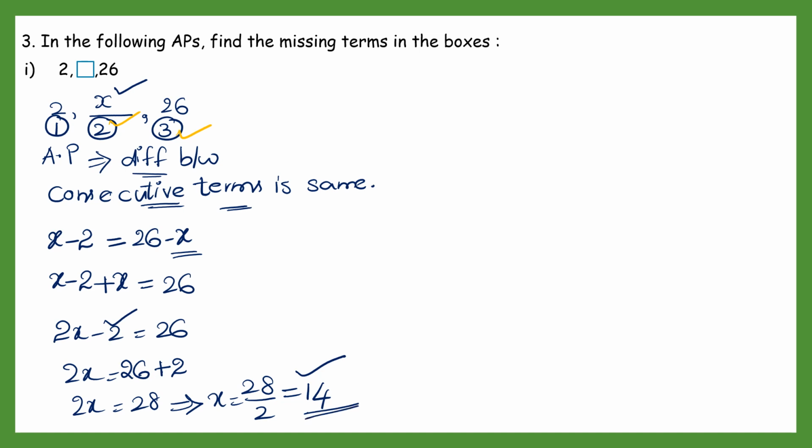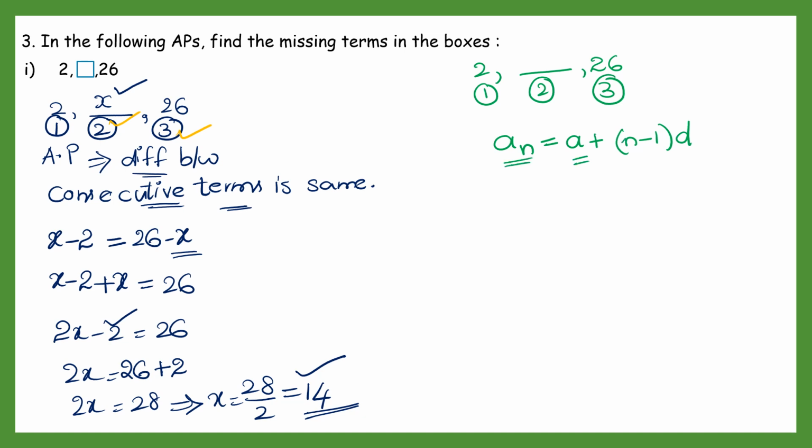This is one method of solving the problem. Let's see another method. The question is 2, we don't know the second term, and then 26. This is the first term, this is the second term, this is the third term. Now let's see the second method. Here we know one formula in arithmetic progression. What is that? The nth term of an arithmetic progression, an is equal to a plus n minus 1 into d. Here an means nth term, a means first term, d means common difference.